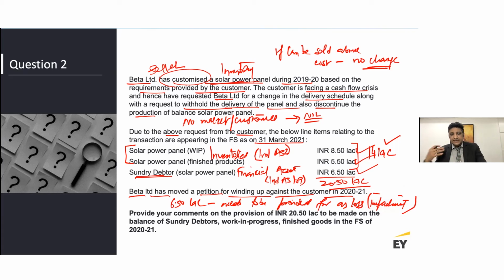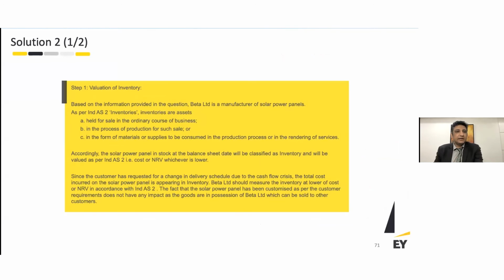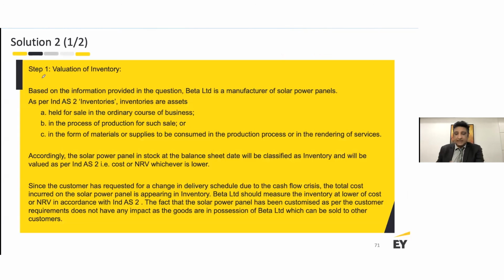Let's try to understand. Let's look at the formal solution of this and see if it connects with the discussion that we have done. We're looking at step one, which talks about valuation of inventories. It says that based on the information provided, Beta Limited is a manufacturer of solar power panels and inventories are defined as assets held for sale in the ordinary course of business, of course, we refer to the finished goods, in the process of production for such sale, which means we are talking about work in progress, and in the form of materials or supplies to be consumed, which means we are talking about raw materials here, right?